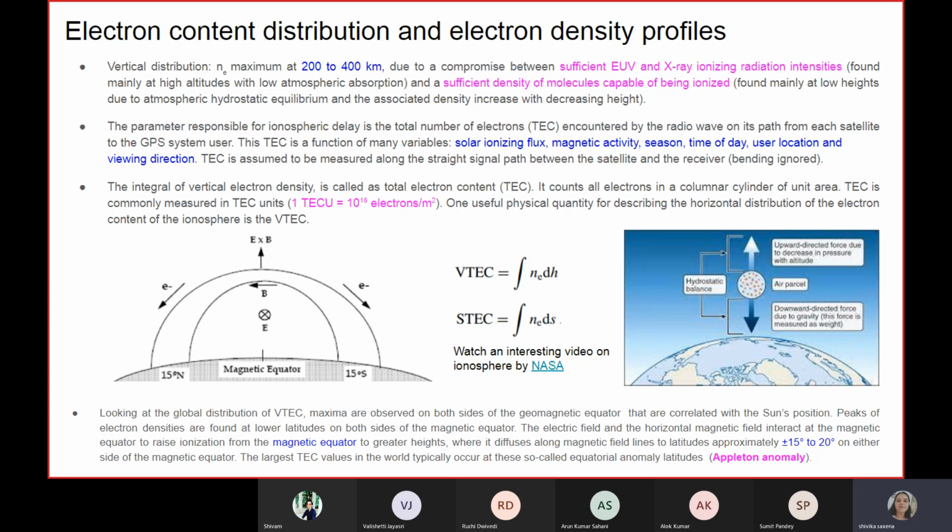The total electron content is assumed to be measured along the straight signal path between the satellite and the receiver. That means we are ignoring the bending. What was bending? The longer signal path, as well as the true signal path after refracting and everything, takes care of the bending also. But here, while computing the total electron content, we are assuming that the signal is not bending at all. We are measuring the content for the straight signal path between the satellite and the receiver. Any doubt up till now?